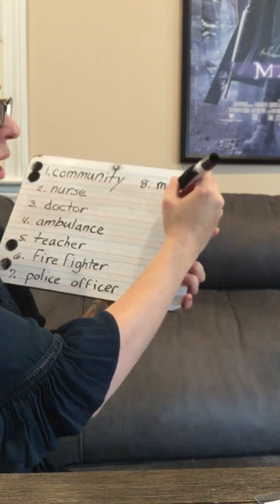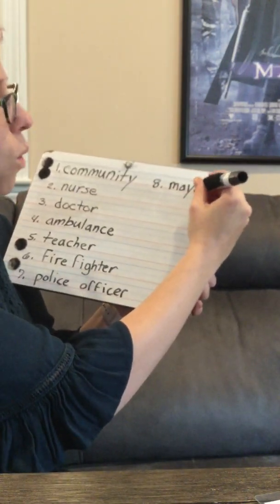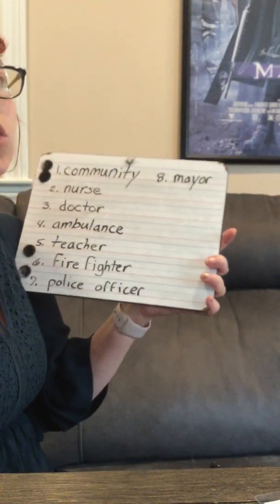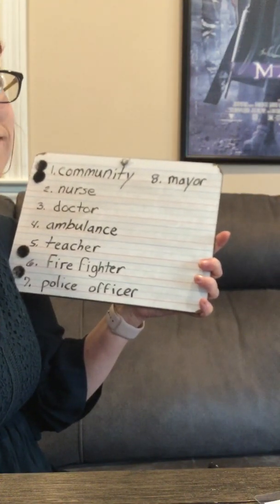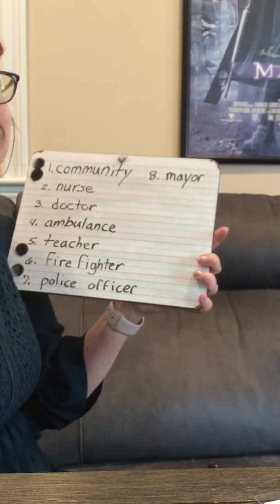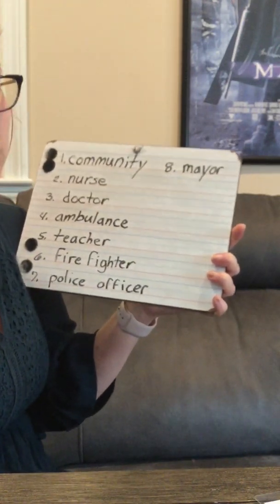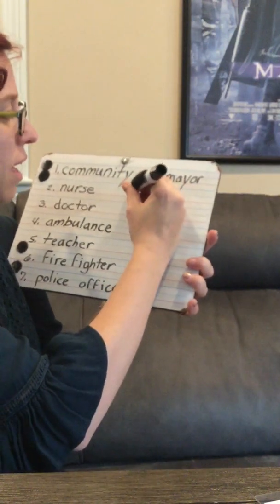All right, number 8 is mayor. So we do may and then or. Mayor. The mayor is the person who is in charge of a city. The mayor of the city. I had to think about that. Could you tell?